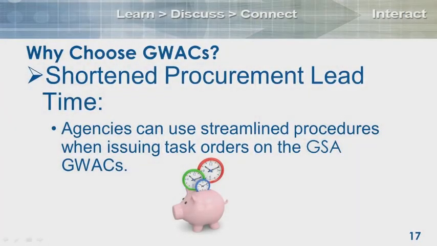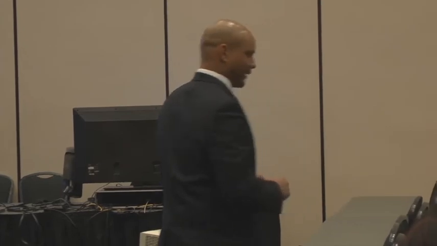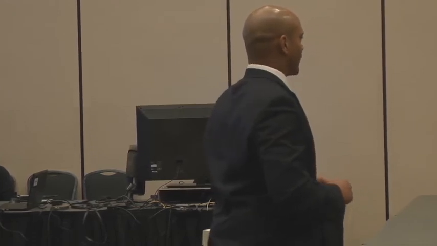Good. We talked about shortened procurement lead time when issuing task orders against GSA GWACs. I'll tell you how it goes. So we have a master contract, and in the case of the 8A Stars 2 GWAC, we've got 580 industry partners. And let's say a requirement comes across your desk. You say, I think I'd like to issue a task order award. It's really pretty simple. The first step is to obtain a delegation of procurement authority.